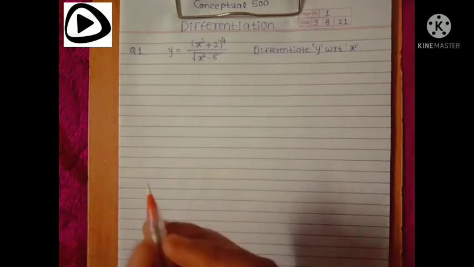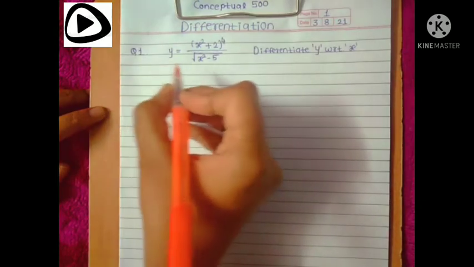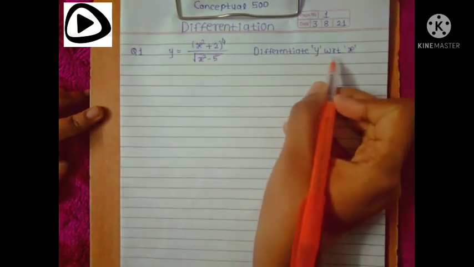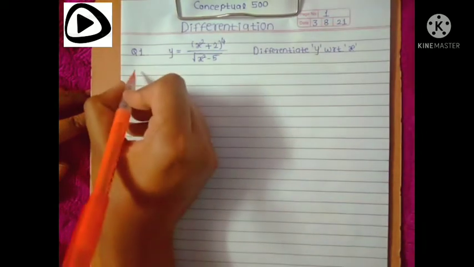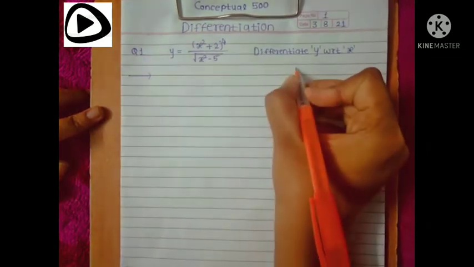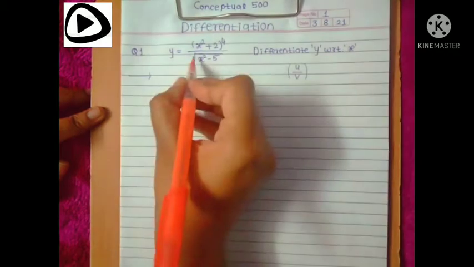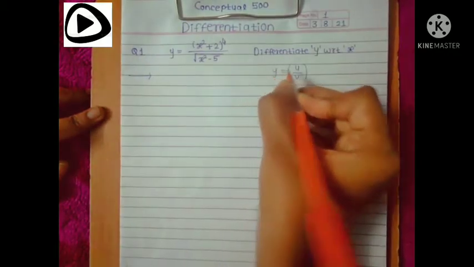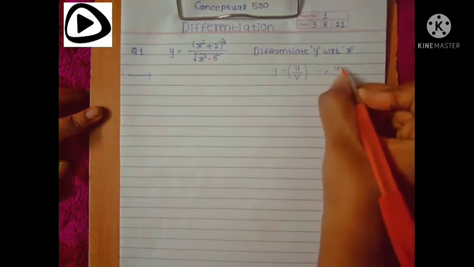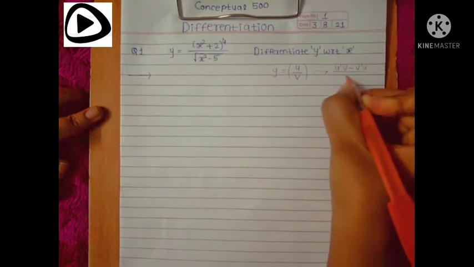Hello students, we are back with this question. y is given to us and we have to differentiate this y with respect to x. In such types of questions, you should try to avoid the u by v differentiation, that is, u dash v minus v dash u upon v square.